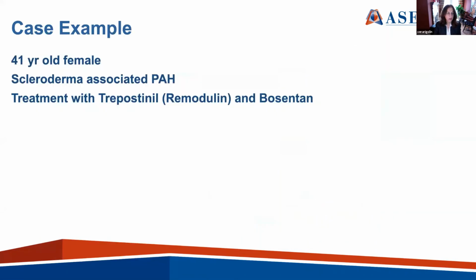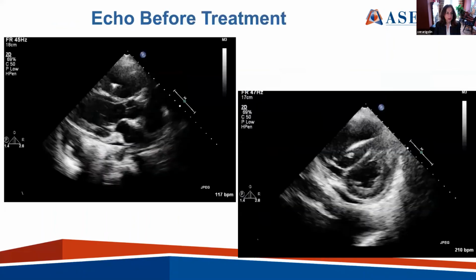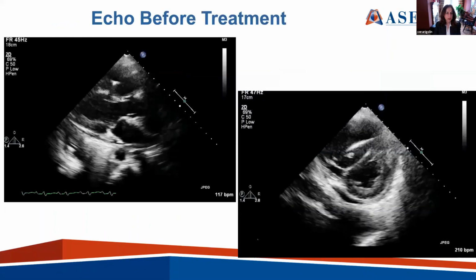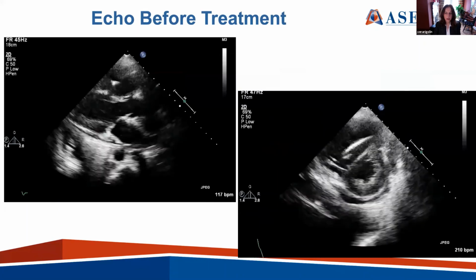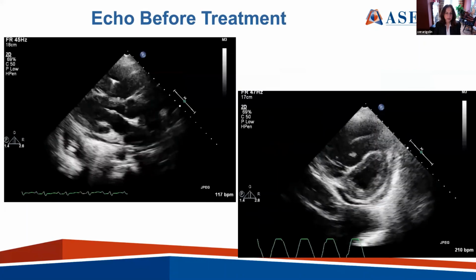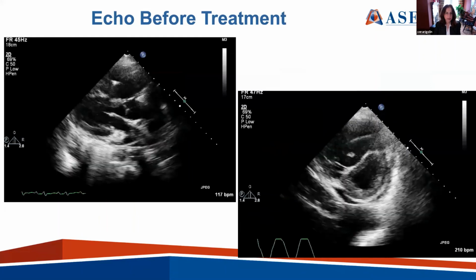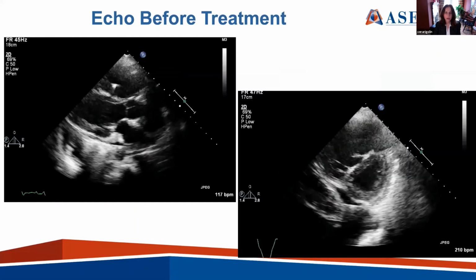So another example of a patient with scleroderma, 41-year-old female. She also has pulmonary arterial hypertension because of her scleroderma and is treated accordingly. Here's her echo, again showing right ventricle that's severely dilated and hypocontractile, severe septal flattening on our short axis view, and this is her echo before treatment.